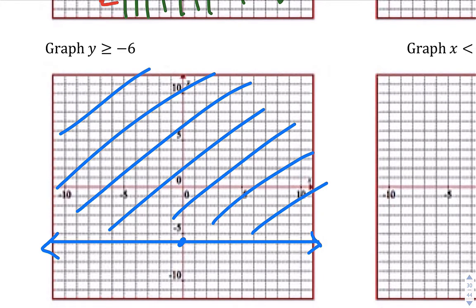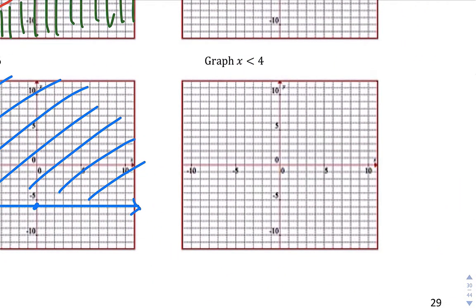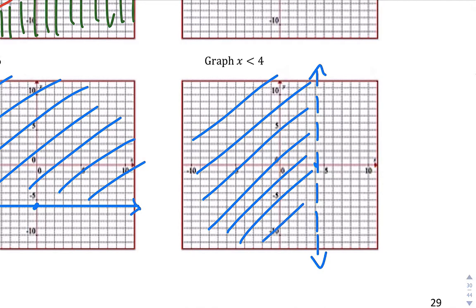The next one, x is less than 4, so we're going to find where x is 4. All right, so here's where x is 4. And remember, if it's an x line, it's vertical, and it's going to be dashed because there's no equal sign. And we want to shade where x is smaller than 4, so that would be to the left of the line.